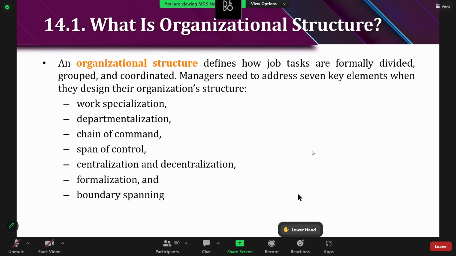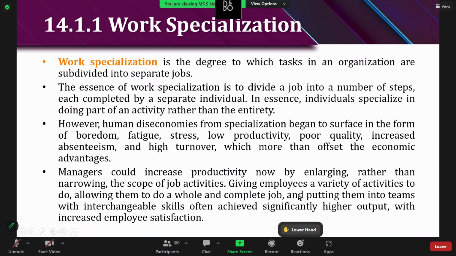Work specialization, departmentalization, and the third element is chain of command. The next ones are span of control, centralization and decentralization, formalization, and boundary spanning. These are the 7 key elements that a manager needs to consider when designing their organizational structure. We will look into each and every element in detail. So what does work specialization mean? You might have studied this in A-level management and many places where you have come across the words work specialization.